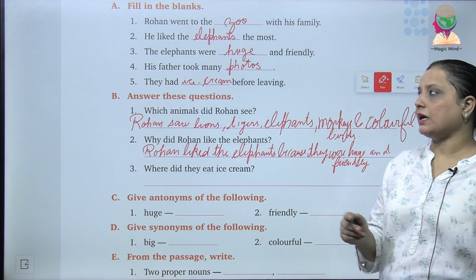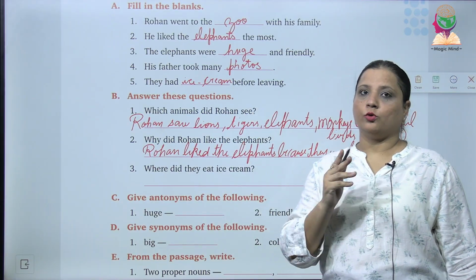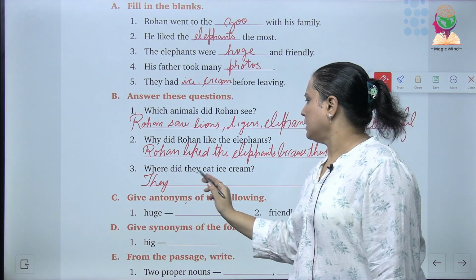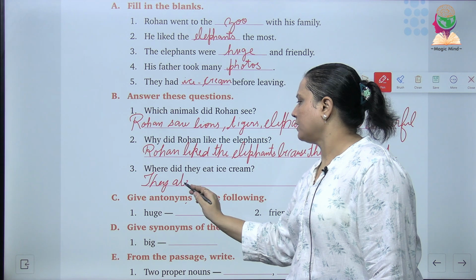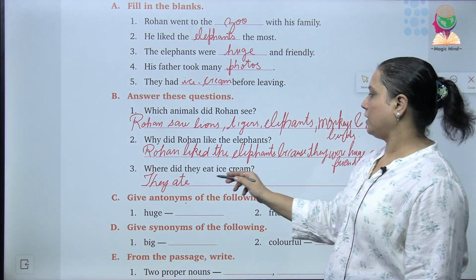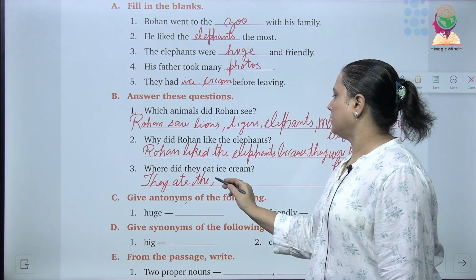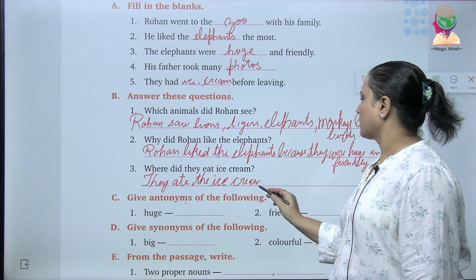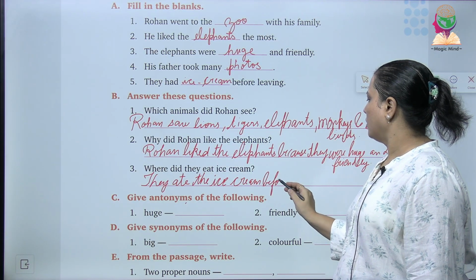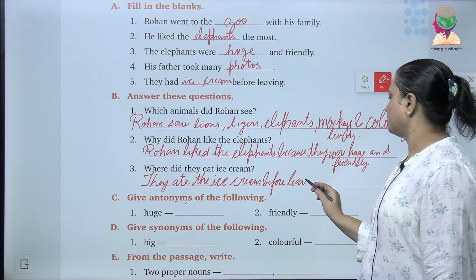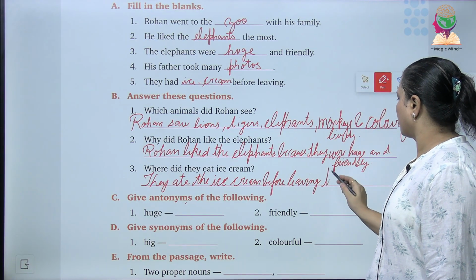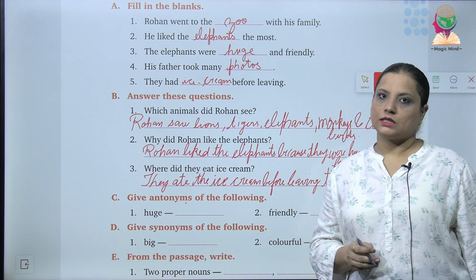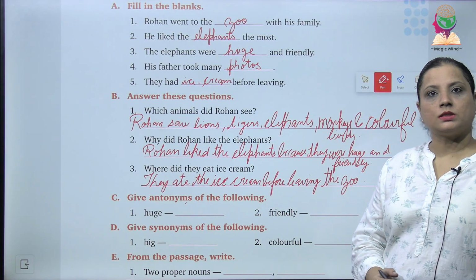Where did they eat the ice cream? So where did they eat the ice cream? They ate the ice cream before leaving the zoo. So we will write here they eat, it will convert to past tense, hence we are writing here A-T-E, ate. They ate the ice cream before leaving the zoo.